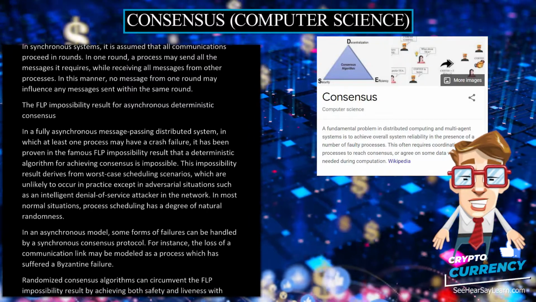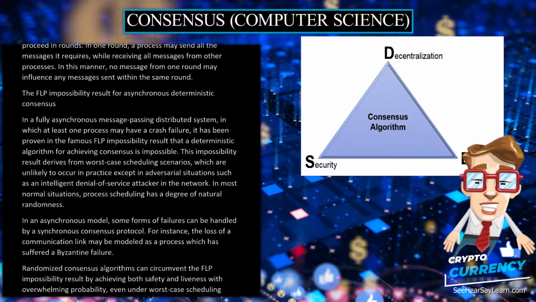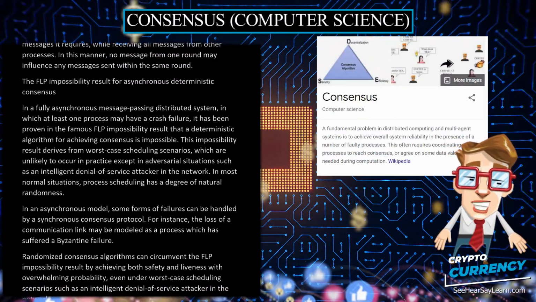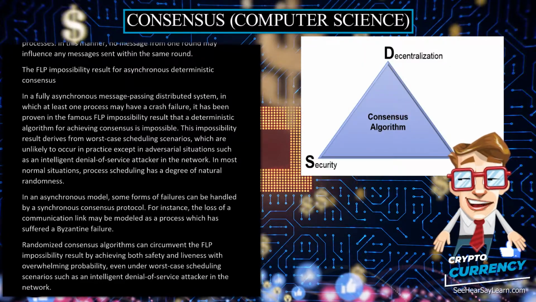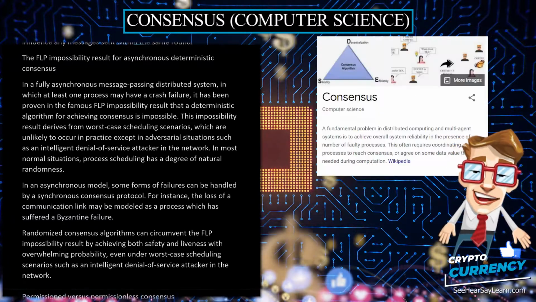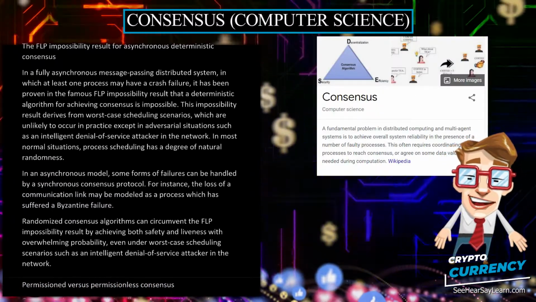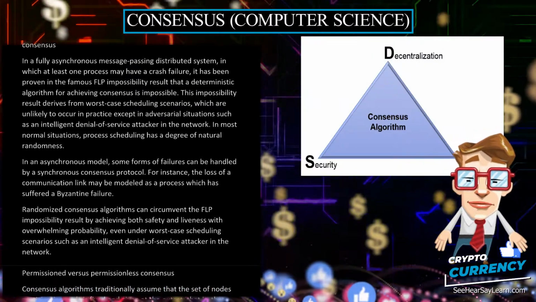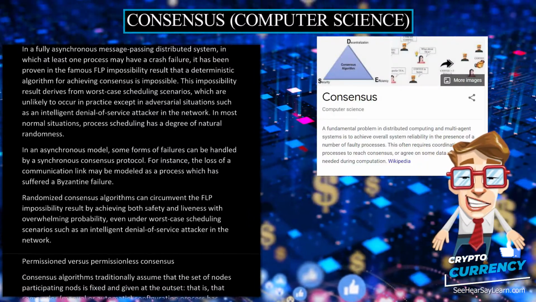In an asynchronous model, some forms of failures can be handled by a synchronous consensus protocol. For instance, the loss of a communication link may be modeled as a process which has suffered a Byzantine failure. Randomized consensus algorithms can circumvent the FLP impossibility result by achieving both safety and liveness with overwhelming probability, even under worst-case scheduling scenarios such as an intelligent denial-of-service attacker in the network.